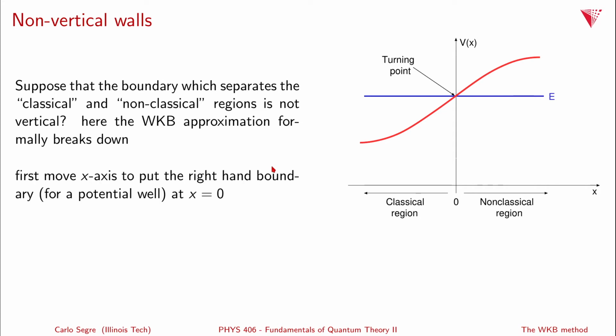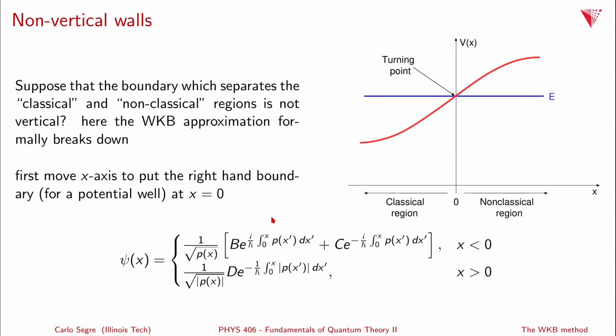So we're going to treat this by first moving the x-axis to put the right-hand boundary, that is the boundary where the potential is rising, at x equals 0. And in that case, we can now write the WKB solutions for the classical and the non-classical regions in the following way.